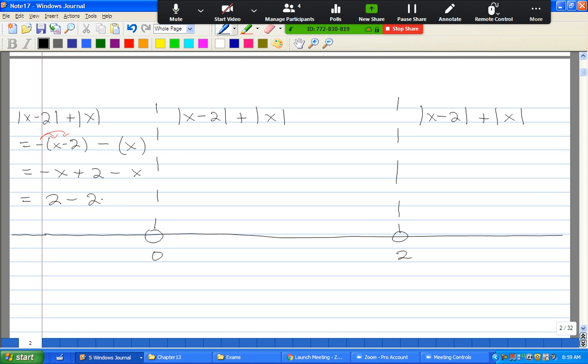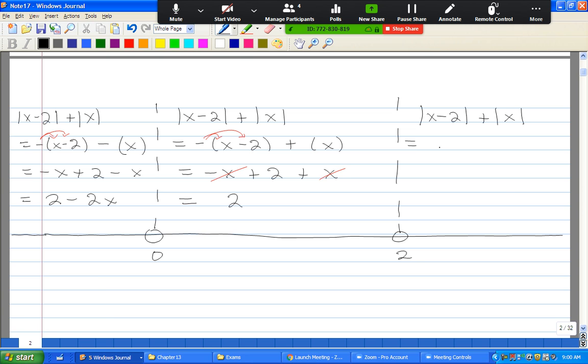Okay, let's do the same thing in the region from 0 to 2. Well, if x is greater than 0 and x is less than 2, then x minus 2 is again negative. If x is greater than 0, then x is non-negative. And so let's simplify this. So let me bring the negative inside. So I get a negative x plus 2 plus x. And so the x's cancel. And so I just get that this is equal to 2.